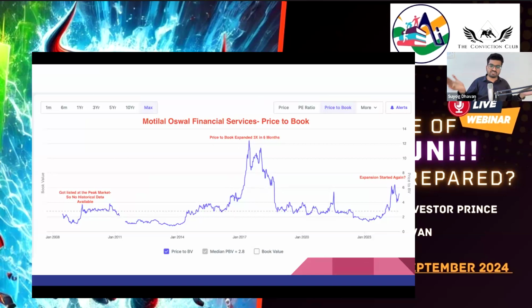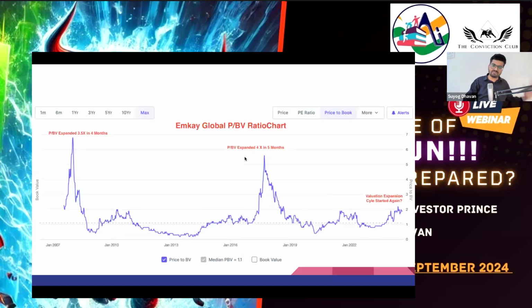On the anticipation of that only, the stock becomes multi-bagger even before the results come. When the results actually come better, the market fall has already started. So this is giving the indication that the expansion has just started now. If you see the charts, the expansion has just started for Motilal Oswal also. Same happened with MK Global.